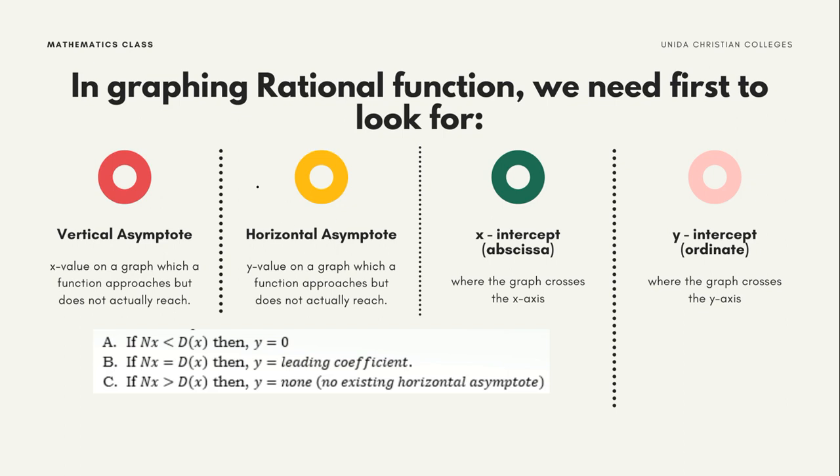Okay. So in graphing rational function, we need first to look for four things. First is a vertical asymptote, second horizontal asymptote, third x-intercept, fourth is y-intercept. Okay, start muna tayo kay vertical asymptote. It is the x value in a graph which a function approaches but does not actually reach. So paano po natin isi-solve si vertical asymptote in the given rational function? We will let our denominator be equal to 0, and then after that, let's solve for x.